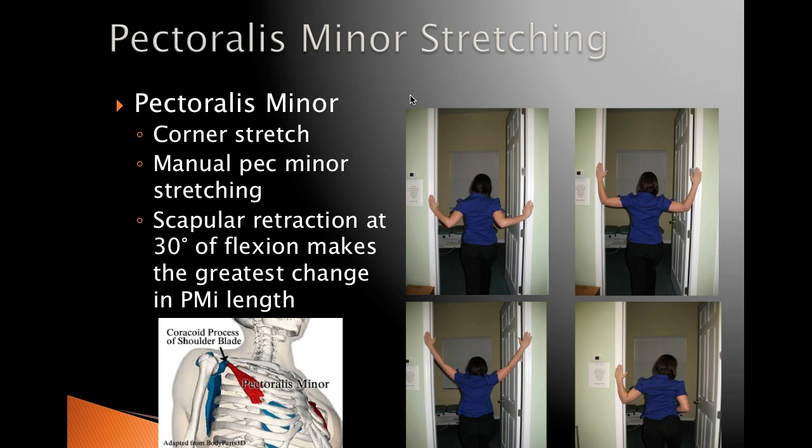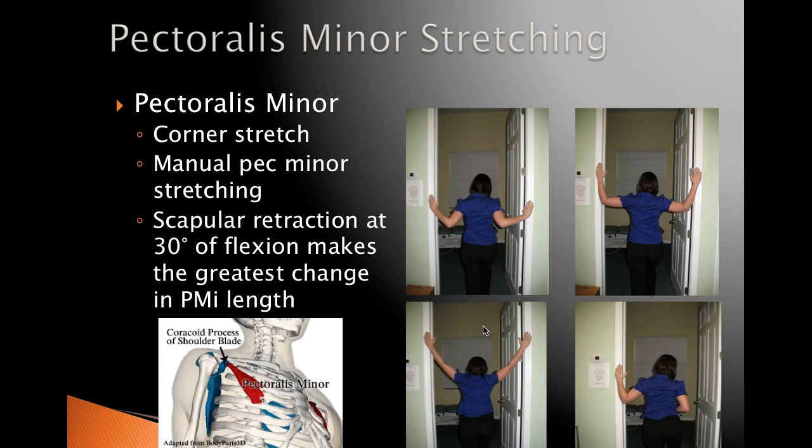Okay, so pec minor stretching, we can do the corner stretch, we could do therapist stretching. We could actually stretch out the pec minor, and I think that's on the next slide. But scapular retraction at 30 degrees of flexion will make the greatest change in the pec minor length. And here are 4 different positions that you can do.